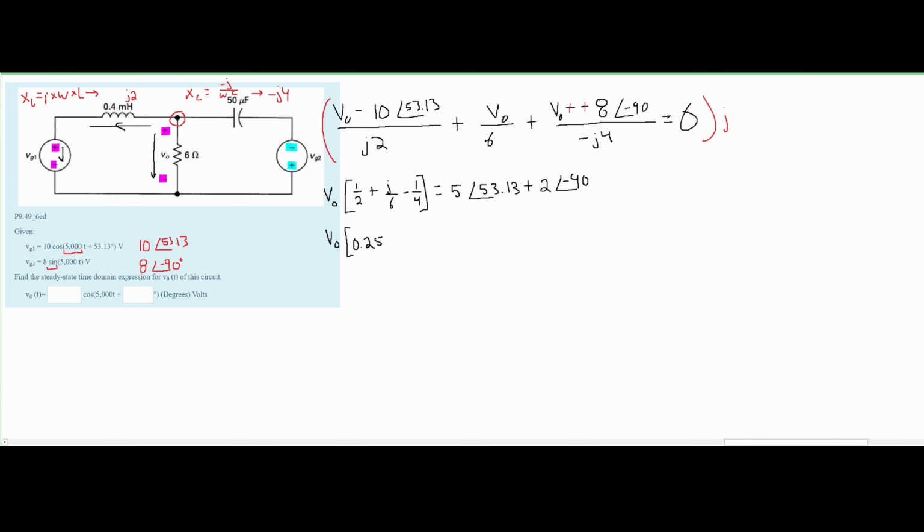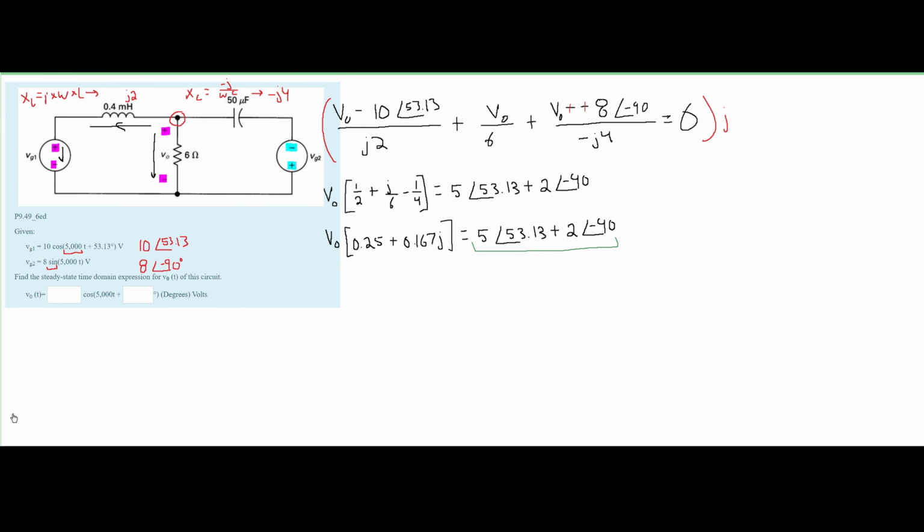And then we have a j over 6, which is equivalent to 1 over 6 times j, and that's going to give us a plus 0.167 times j, and this is equal to everything that's on the right. From here, we are going to have to add these values together.